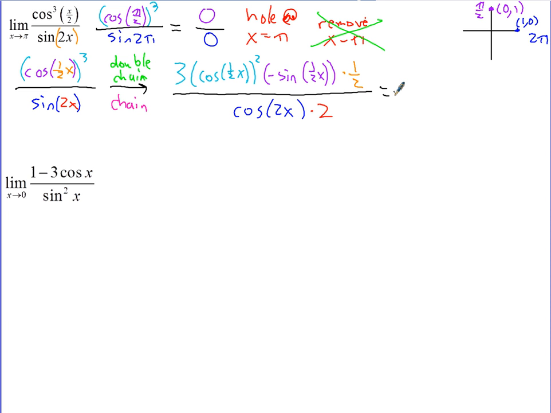Alright, so now we can substitute in the pi, what x is approaching, in for all the x's. So I'm just going to simplify this a little bit here, and as we do that, pull everything that's a constant out in front. So we've got a negative, a 1/2, and a 3. Multiply those together gives you negative 3/2 out in front.